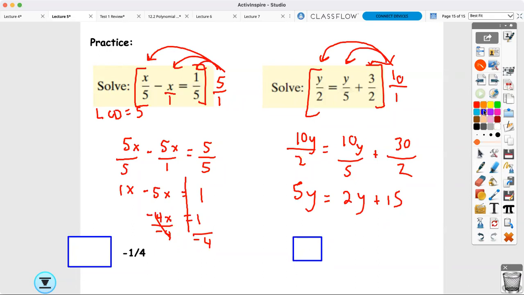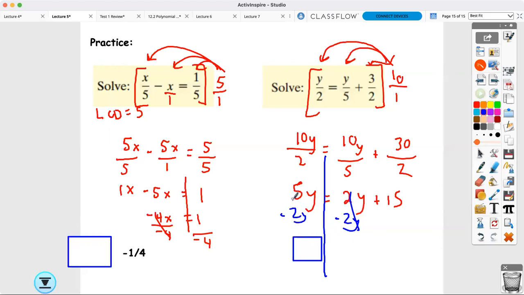Can someone explain to me the steps you take to solve for y? What do we do first? We have 5y equals 2y plus 15. Remember, guys, it's a practice problem, so it's on you. What do we do next? Subtract 2y from the right-hand side and subtract 2y from the left-hand side.